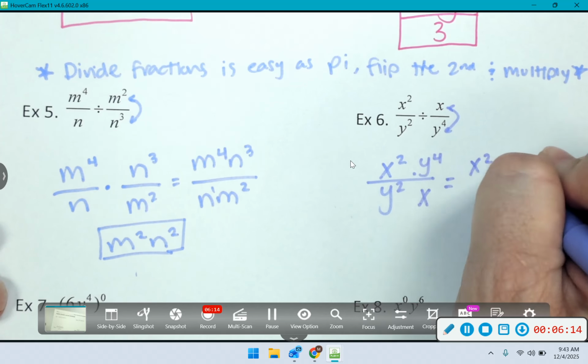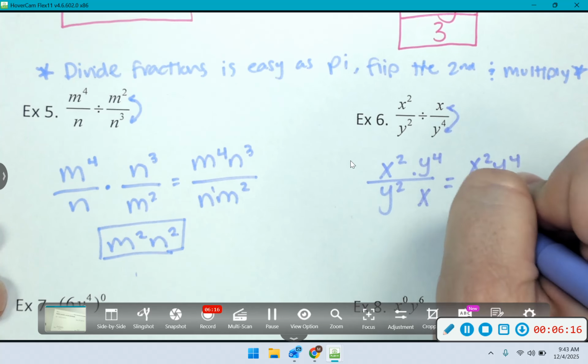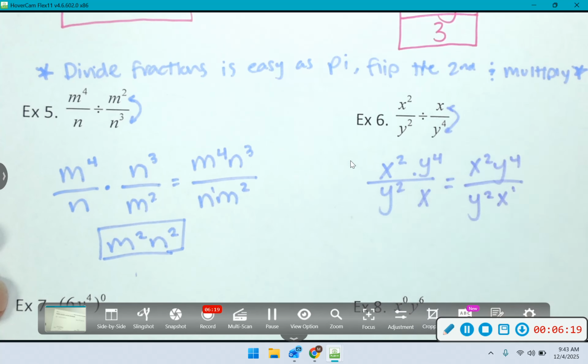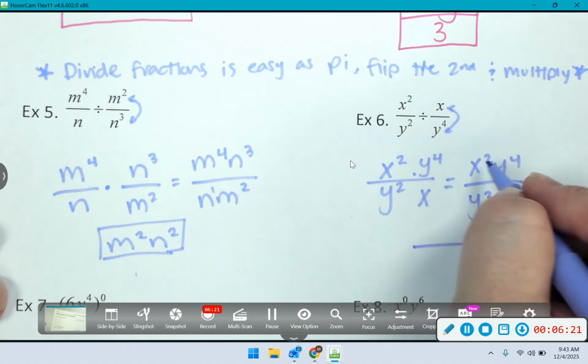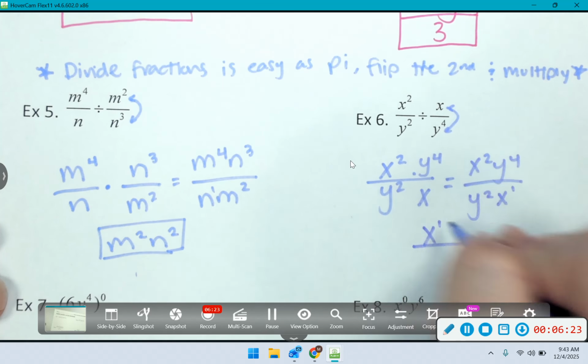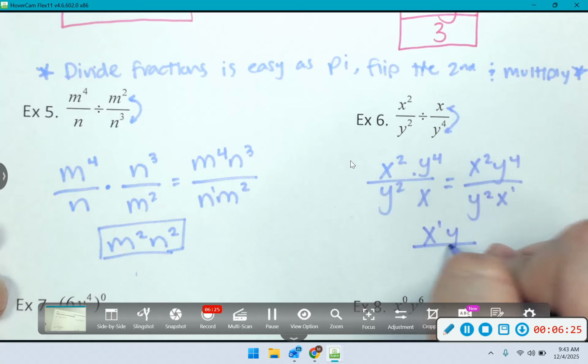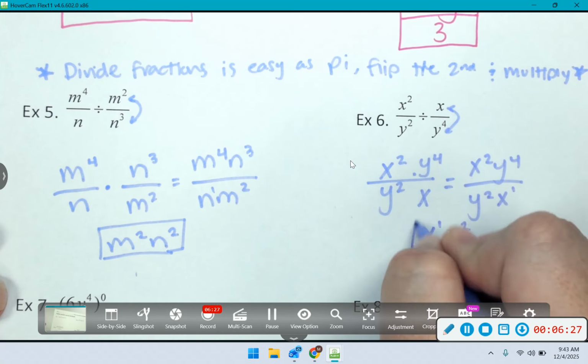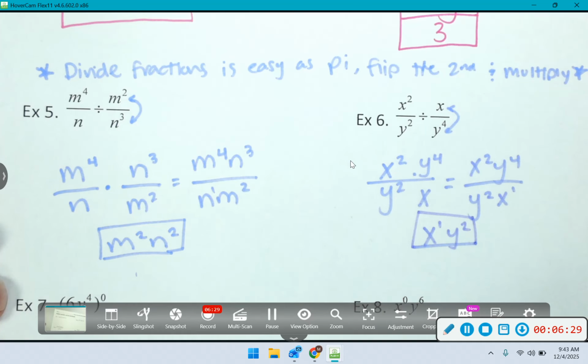So x^2 y^4 over y^2 x, put a 1. Okay, where are there more x's? On top. So 2 minus 1 is 1. Where are there more y's? On top. 4 minus 2 is 2. There's my answer. There's nothing left in the bottom.